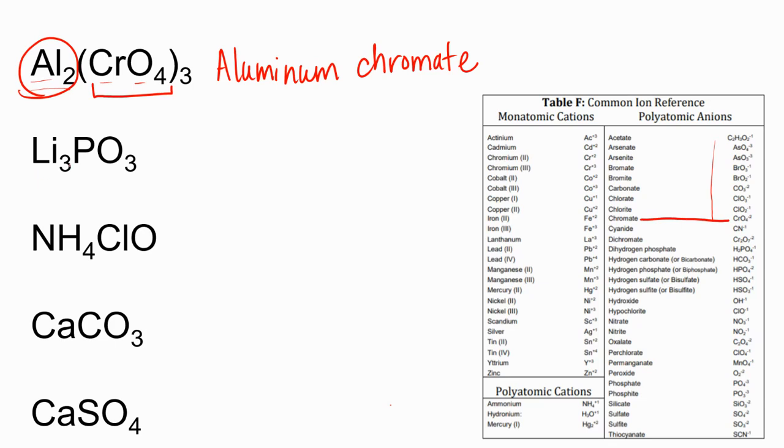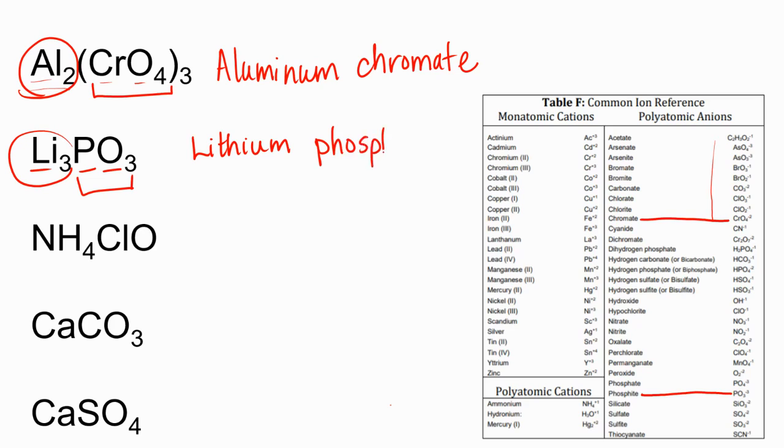Again, no ammonium here. So we'll have to name the metal. We'll find Li on the front of the table, and that's lithium. And then we'll look for P and O because we for sure have more than 2 elements. We'll have a polyatomic ion. We'll make sure that it's PO3, not PO4. Find PO3 is phosphite. And so we've got lithium phosphite.